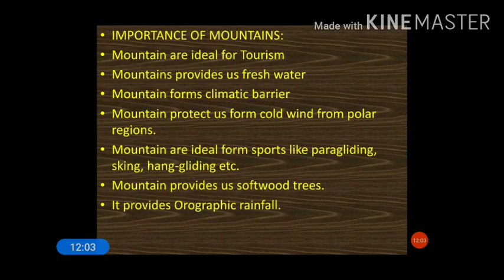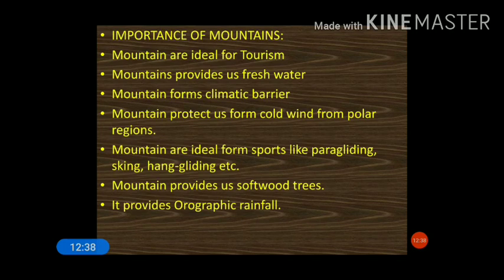Now we'll proceed to the next one, that is the importance of mountains. How are mountains important to mankind? Mountains are ideal for tourism. You go for holidays, spending your holidays in the summer season in the mountainous areas, because the climate and weather are very pleasant in the mountainous region. Most tourists flock to these areas to see the scenic beauty of the mountains and the vegetation. So tourists are generally attracted to the mountainous areas.